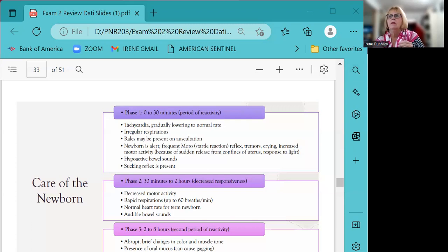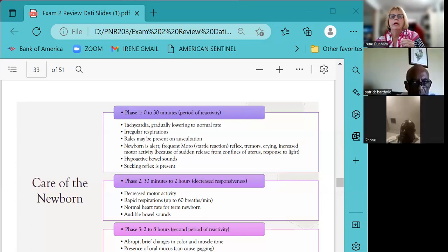So that's a good time to get mom to breastfeed, and pictures are being taken and things like that. Now, phase 2 goes from 30 minutes to 2 hours. This is the time that, after my baby's born, I usually have mom with the baby for about an hour, and she's breastfeeding.